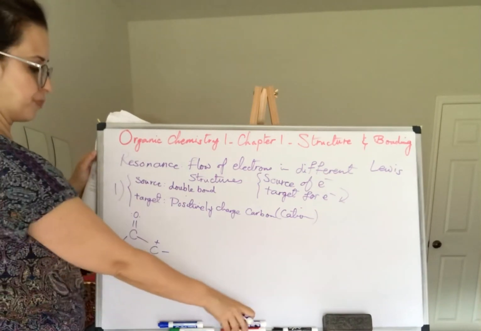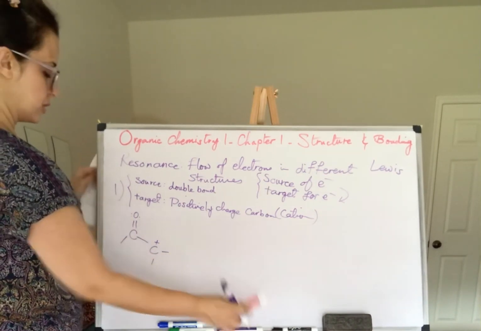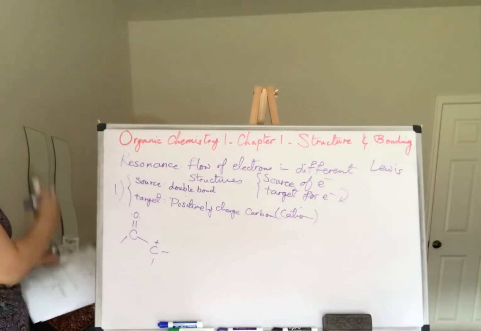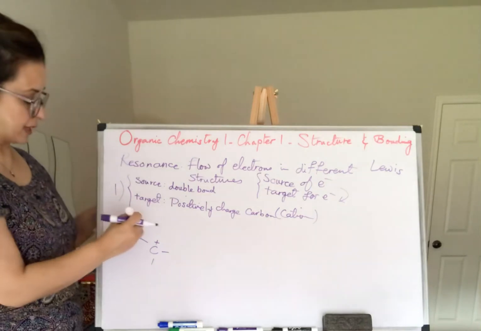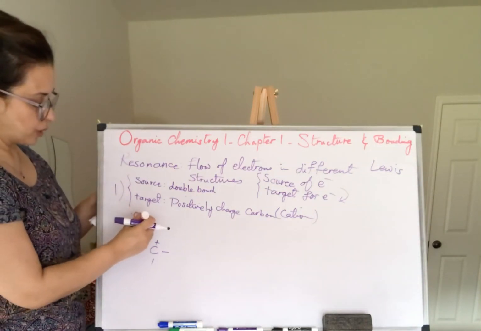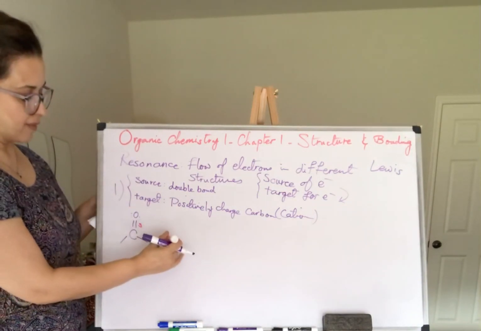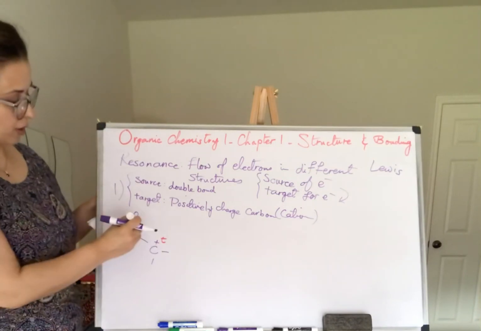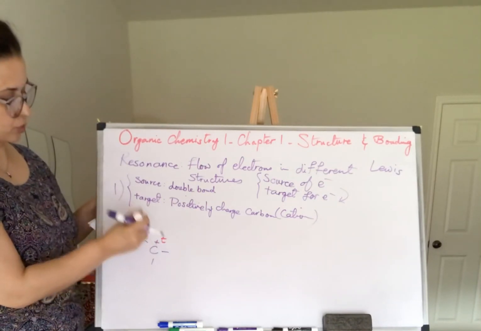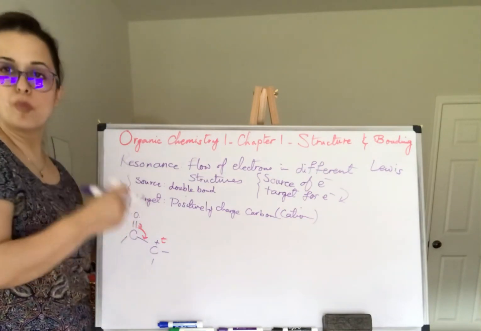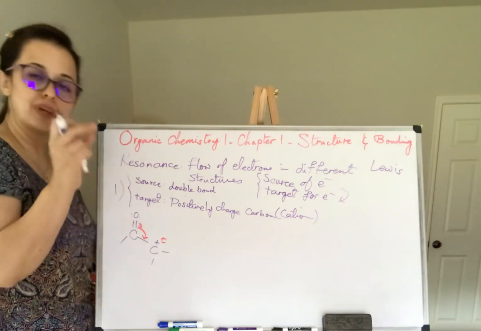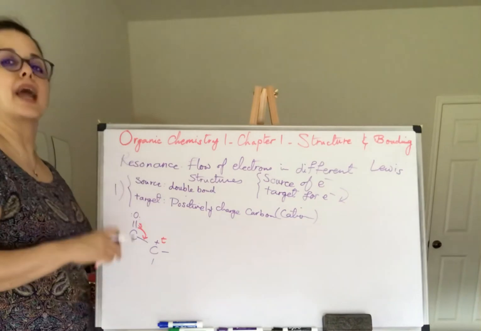So you see, this is going to be your source, the double bond. It can be a carbon-carbon double bond or a carbon-oxygen double bond, doesn't matter. So source, and we have a target. Electrons move from source to a target. Don't forget that electrons cannot jump more than 1 carbon. Electrons are short and they cannot jump.